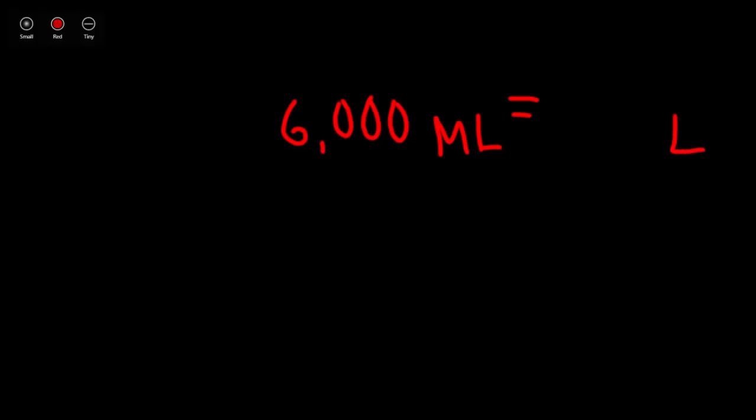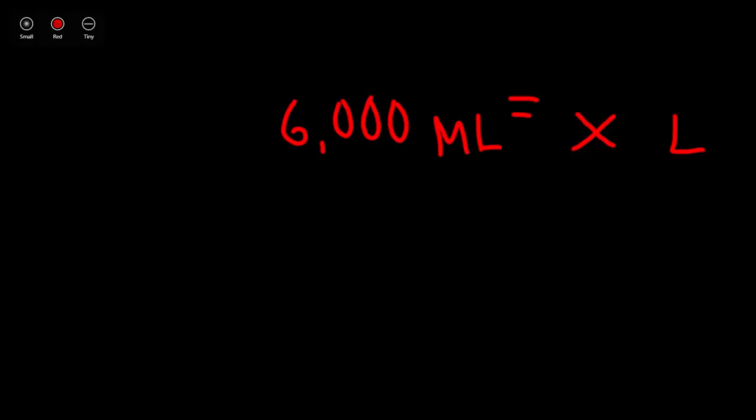In this lesson, we are going to discuss converting between different units of measurement. We are going to assume that the problem we are trying to solve is 6,000 milliliters equals how many liters? We're going to use a variable for what we don't know in this problem: 6,000 milliliters equals X liters.